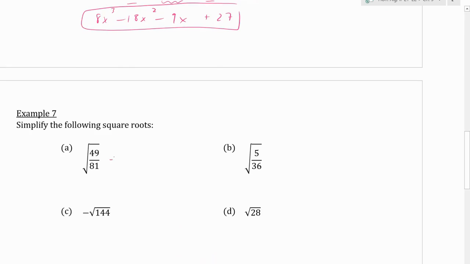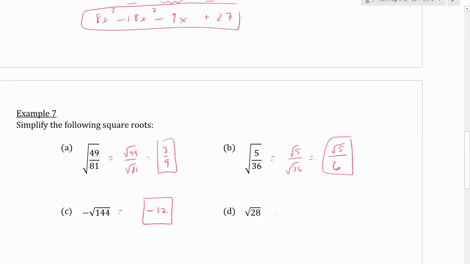Square roots. The square root of a fraction is a fraction of the square roots. It's just 7/9, because what do you square to get 49 over 81? 7 over 9. So same deal here. This is the square root of 5 over the square root of 36. I don't know what the square root of 5 is, but I do know what the square root of 36 is. I know the square root of 144 is 12, and they're telling me to put a negative out front. It's the opposite of the square root of 144.